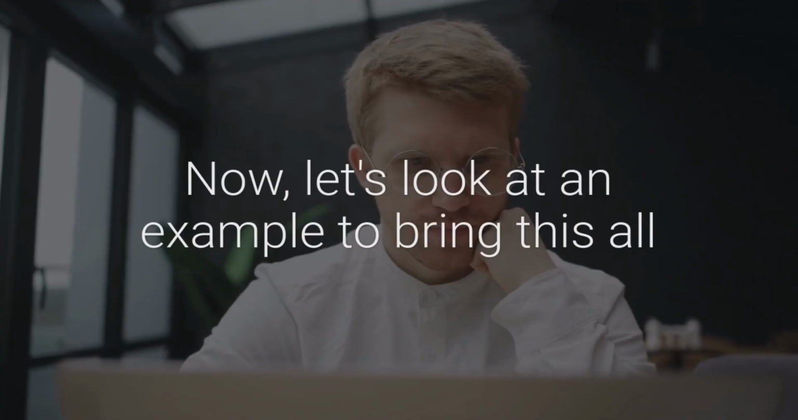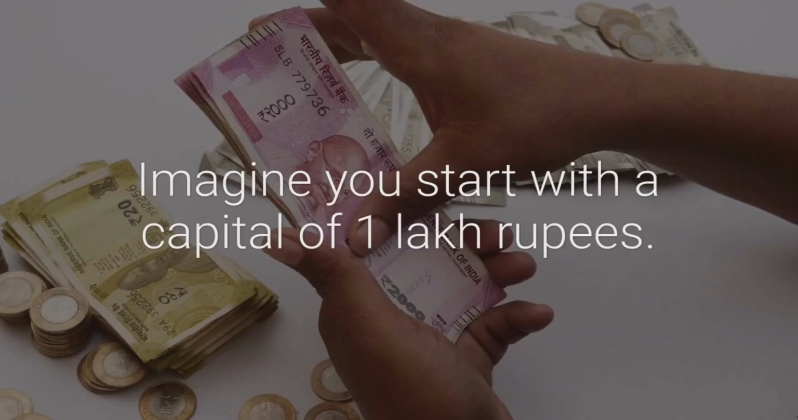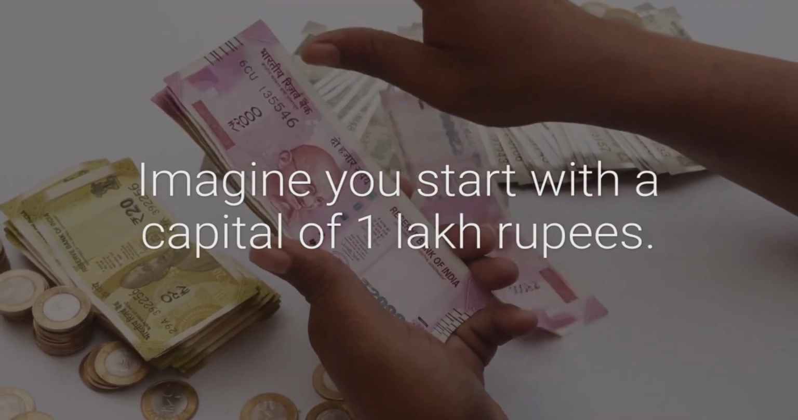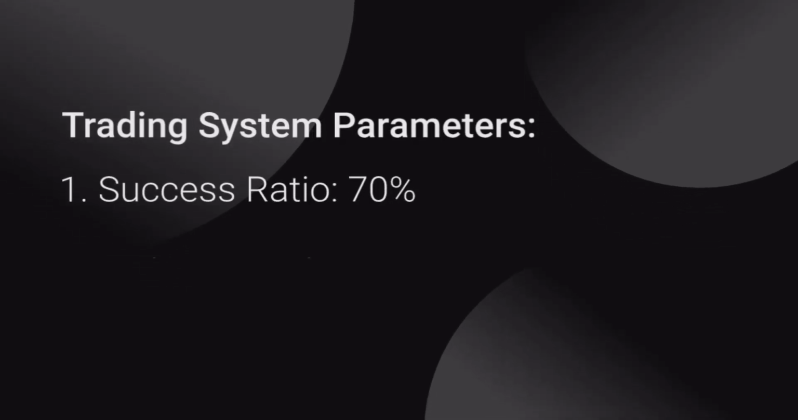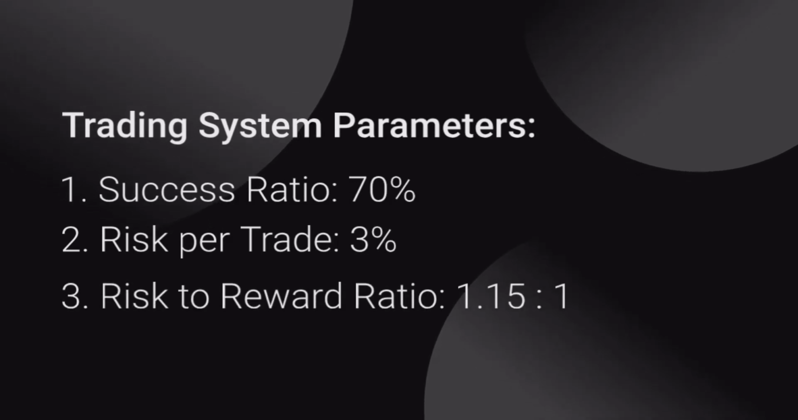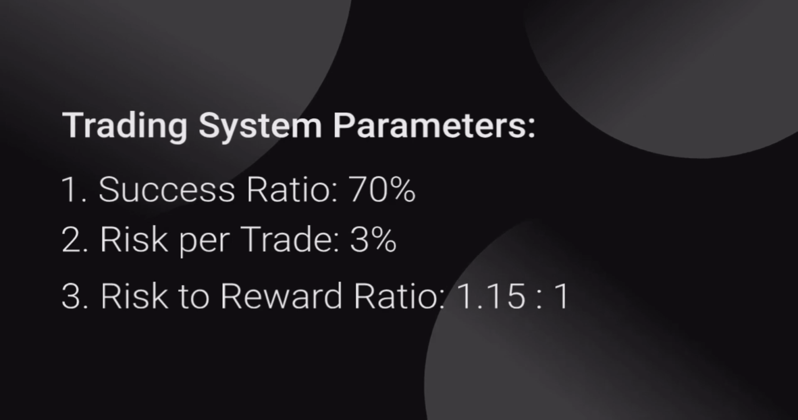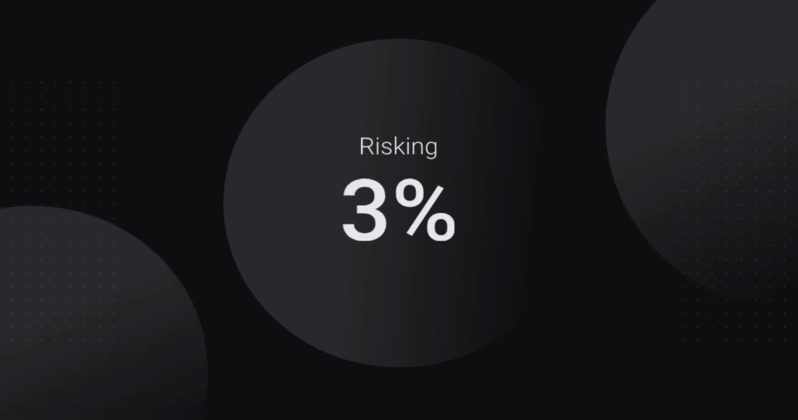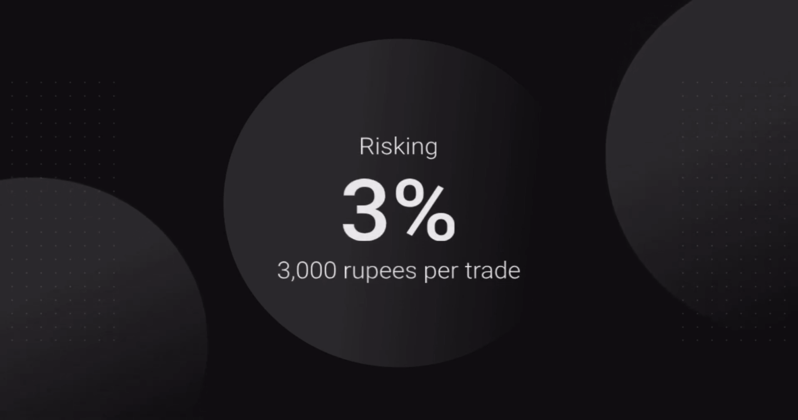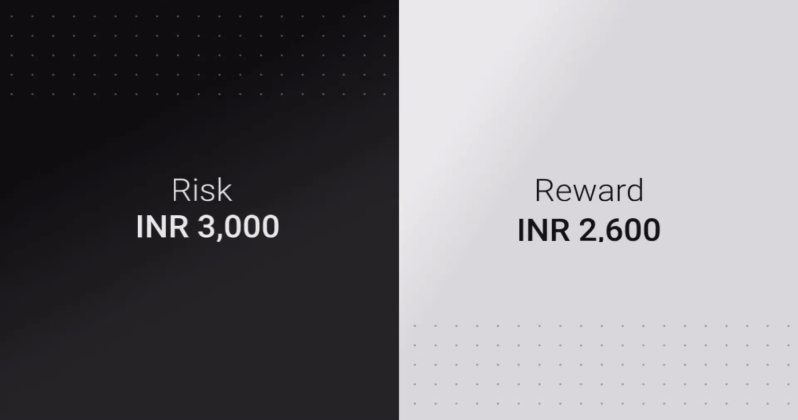Now, let's look at an example to bring this all together. Imagine you start with a capital of 1 lakh rupees. With a 70% success rate, a risk per trade of 3%, and a risk-to-reward ratio of 1.15 to 1. Here's how you would manage your trades. Risk per trade, you're risking 3% of your capital, which is 3,000 rupees per trade. With a 1.15 to 1 risk-to-reward ratio, your expected gain on a winning trade is 2,600 rupees.